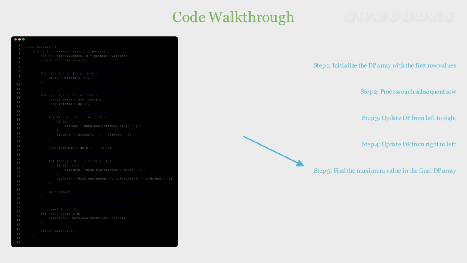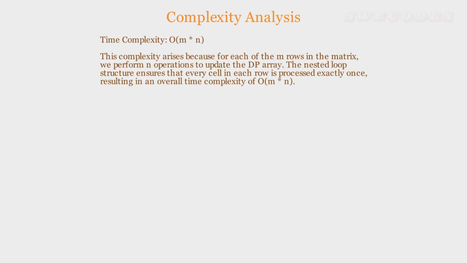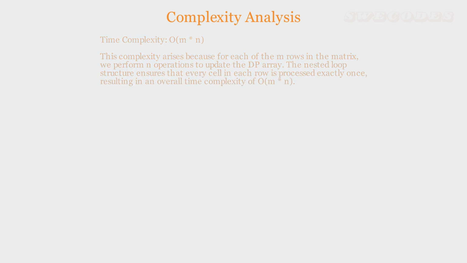Now that we understand how the code works, let's analyze its efficiency. We'll look at both time and space complexity. First, let's consider the time complexity. Our algorithm runs in O of m times n time, where m is the number of rows and n is the number of columns in our input matrix. Why? Because for each of the m rows, we perform n operations to update our DP array. We process every cell exactly once, resulting in m times n total operations.